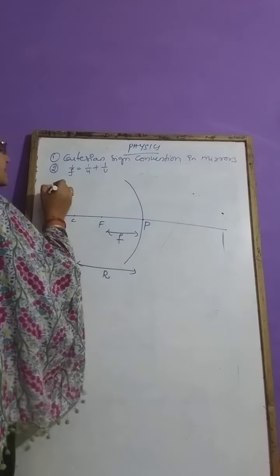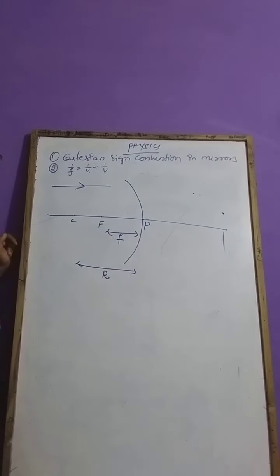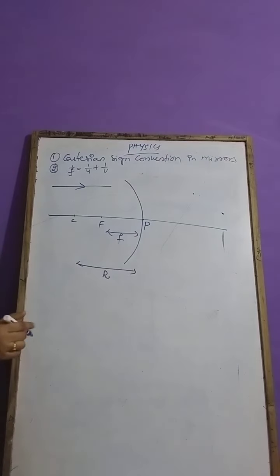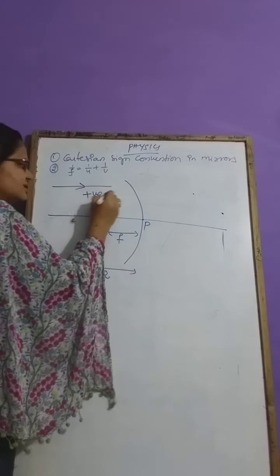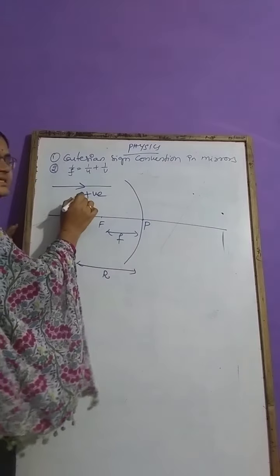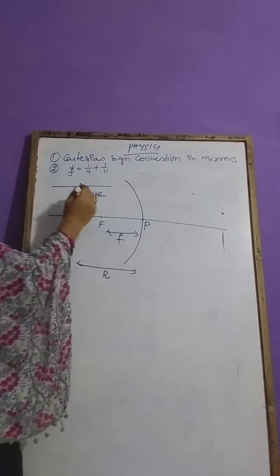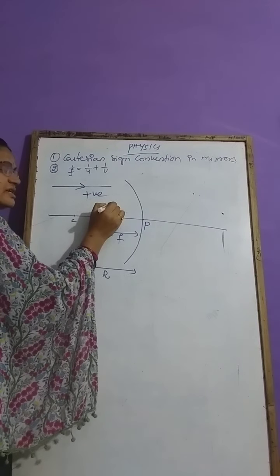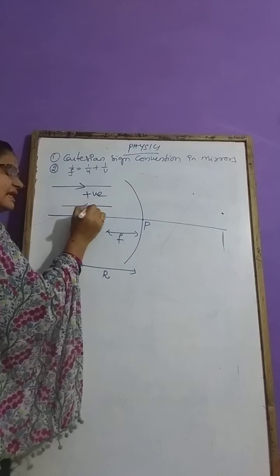Now, let us consider an arbitrary direction of an incident light ray. Let me consider the direction that is parallel to the principal axis. So, all the distances that are measured parallel to the incident light ray are taken as positive. I repeat, all the distances that are taken parallel to the incident light ray direction are taken as positive, and the distances which are considered away from the incident light direction are taken as negative.